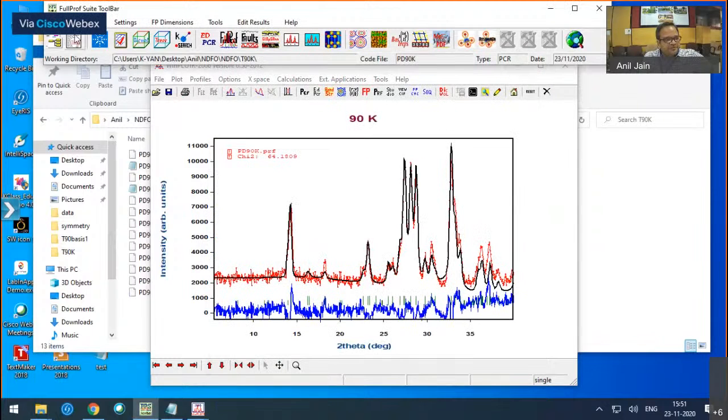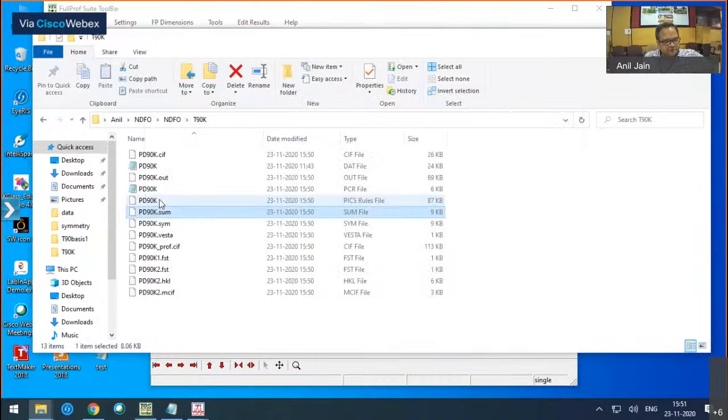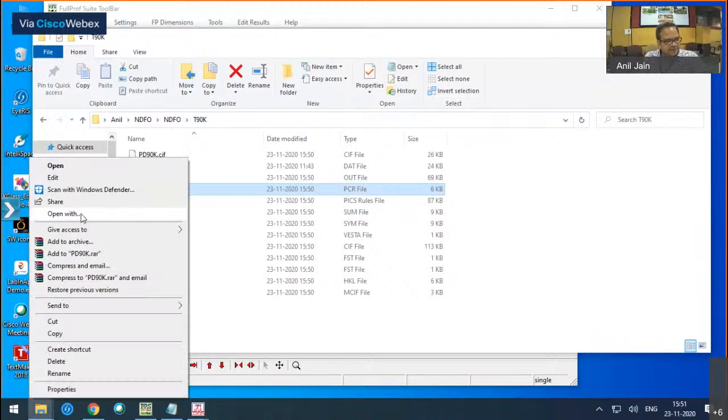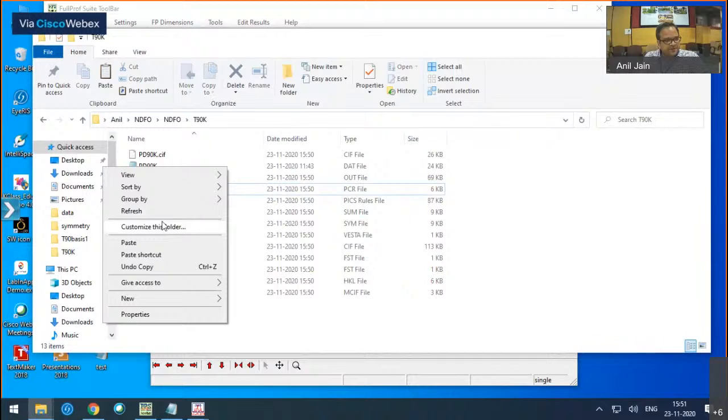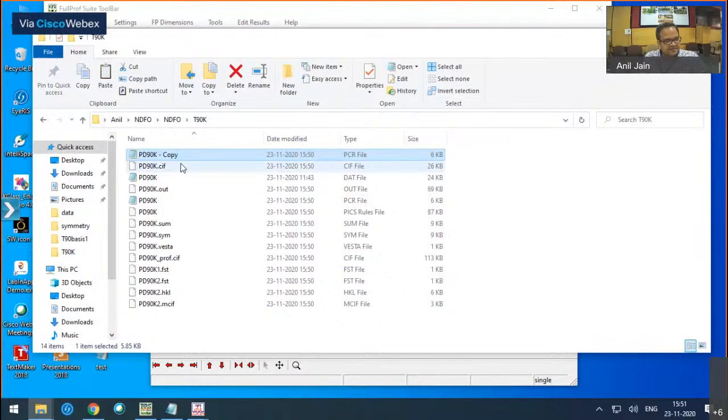If you want to go for this other symmetry, then what I can do is copy this file, copy, paste, and let me name it sim2.